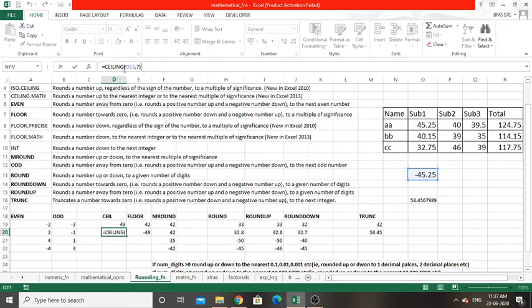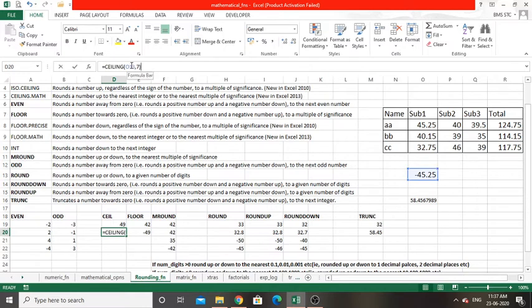Okay, so the ceiling function performed on 45.25: the nearest higher multiple of the number 7 is 49. So it resulted in 49 as its output. What about the next one?